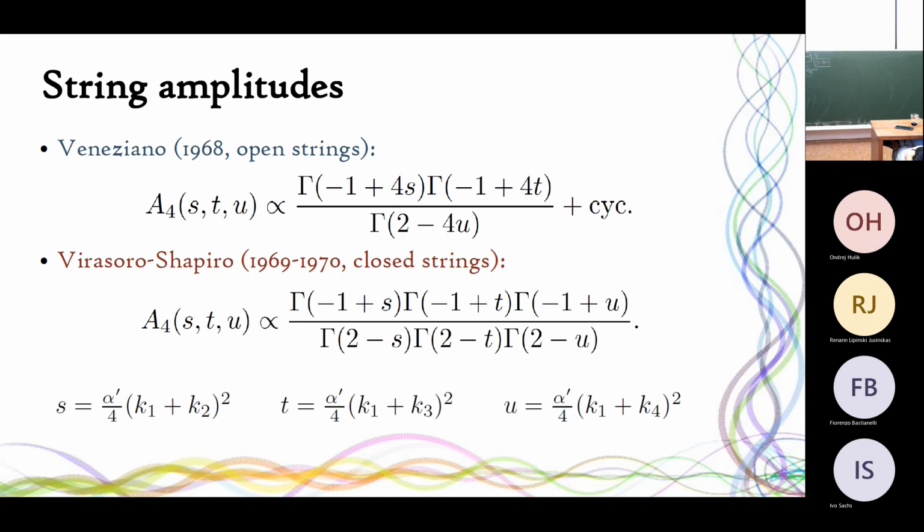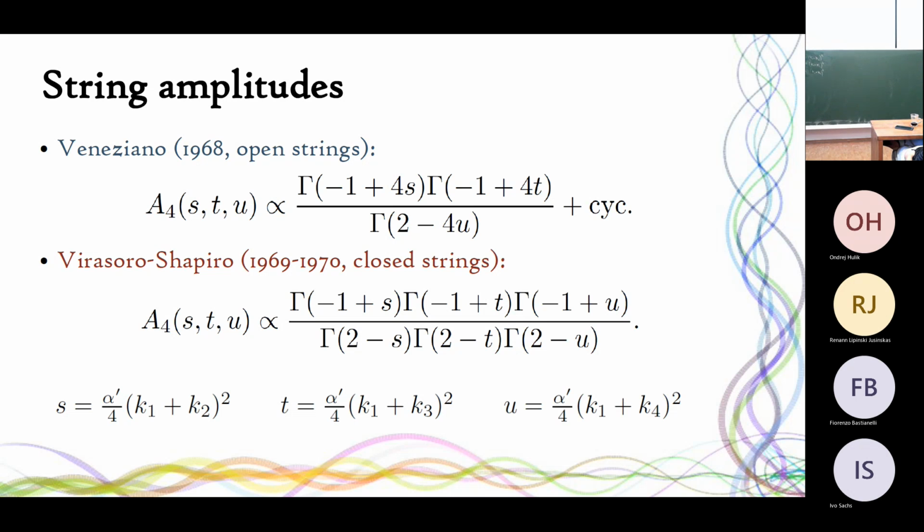So what are these equations telling us? These are gamma functions. S, T and U are just kinematic variables. Let me write here. S and T and U are just given in terms of the momenta of the external particles. So I have momenta k1, k2, squared. This is what I have there, s, and then the same for t, k1 plus k3, and u, k1 plus k4. And there's some normalization here that depends on the string coupling, but this is basically what you see there.